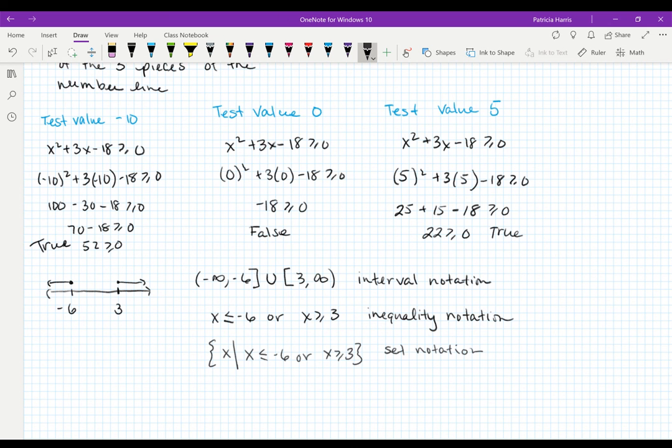I'm going to post another video with a more difficult problem, but this is essentially the process of solving any quadratic inequality. Pretend it's an equation, cut up your number line, pick a test value, look for truth. Truth leads to your solution, and then write it out.